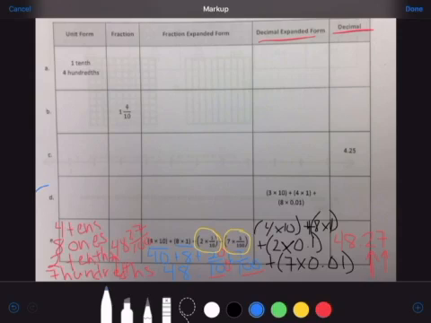So let's look at D. So I'm looking at D, and I have 3 times 10, which is 30. 4 times 1, which is 4.